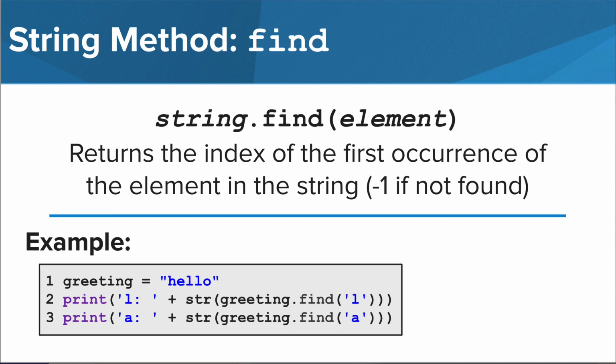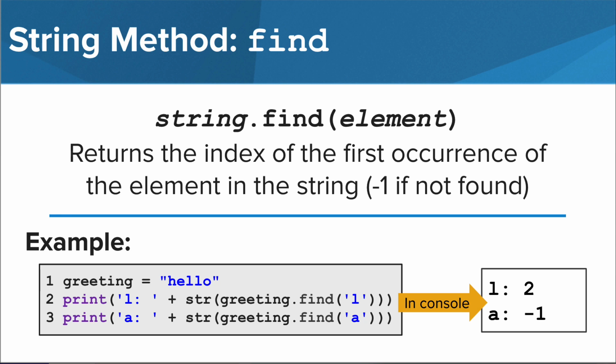The find method takes an element as a parameter, and this can be just one character or multiple, and returns the index of where that element first occurs in the string. If the element is not present anywhere in the string, -1 will be returned. If we have this variable greeting holding the string "hello", and we call the find method on it with the letter L and print the result, we will be told that the letter L is first found at index 2. If we use the same method with the letter A, we will be given an index value of -1, which tells us that this character is not found anywhere in the string.